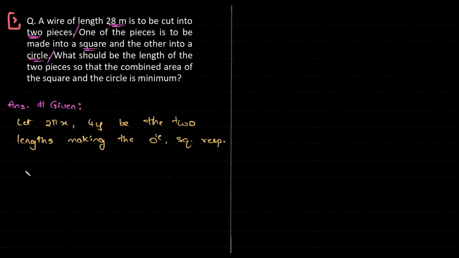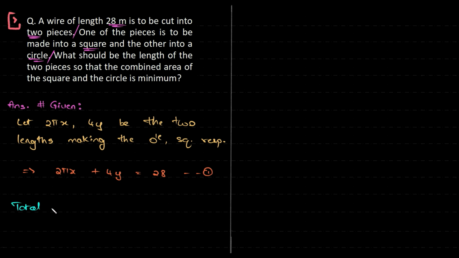respectively. Now from this we can tell that 2 pi x plus 4y is equal to 28. I hope you got the funda. I'm relating 2 pi x to the circle and 4y to the square because of the perimeter of these two structures. We'll call this 1, we'll need it later.